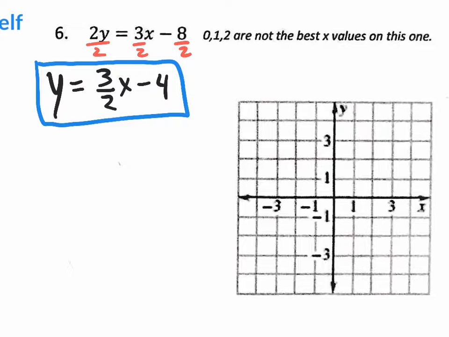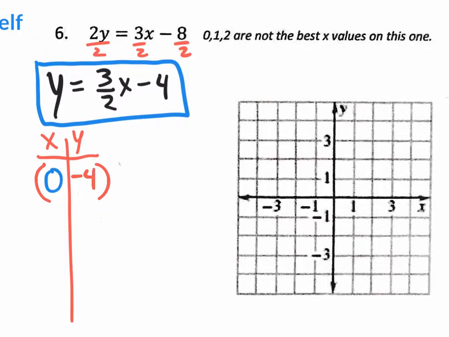The next step is to make a XY table, an input-output table. And you want to use 3 easy numbers. The easiest number is what? 0. Now, let's first start with 0 and show why that works, because 3 halves, actually anything times 0 is 0. And then 0 minus 4 is what? Negative 4. So we get one beautiful answer, one coordinate.